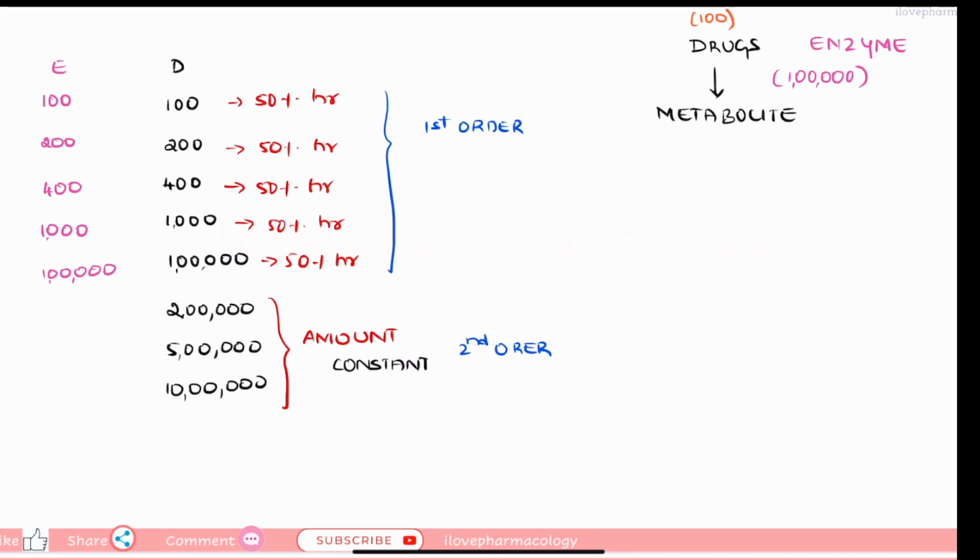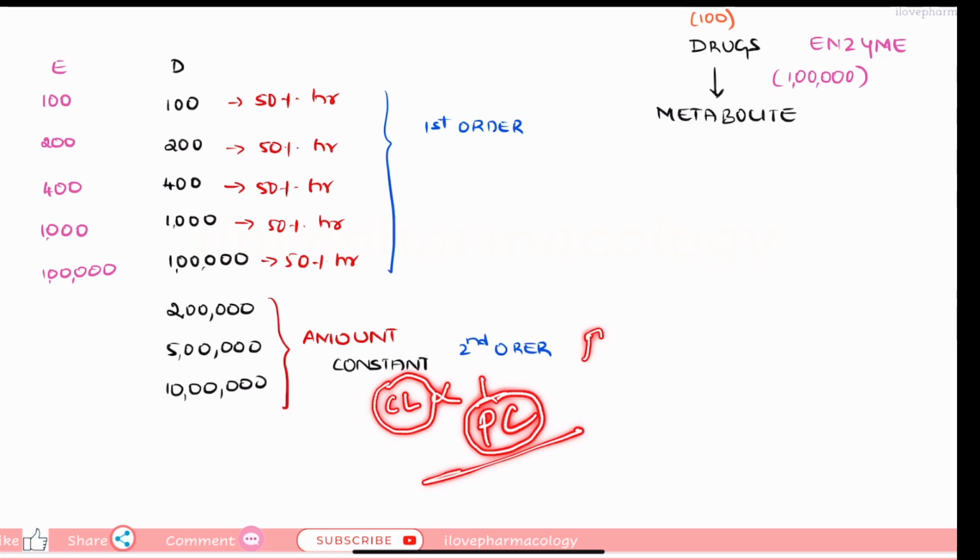If you increase the dose to 2 lakh, 5 lakh, 10 lakh, what will happen? The enzymes required for metabolism of 2 lakh molecules of a drug are not present in the body, because the body has only 1 lakh enzymes. So now it follows zero order kinetics. That means the clearance is inversely proportional to the plasma concentration. As the plasma concentration increases, the clearance will decrease.